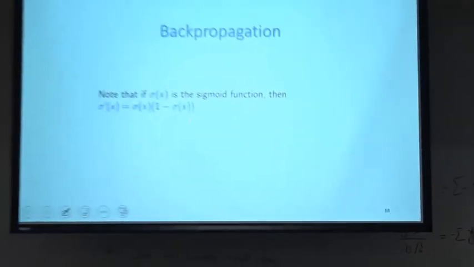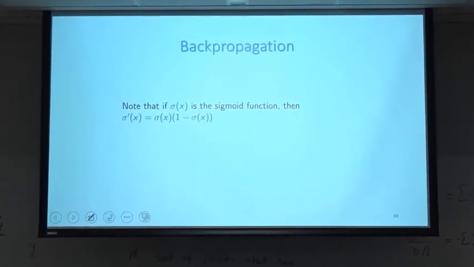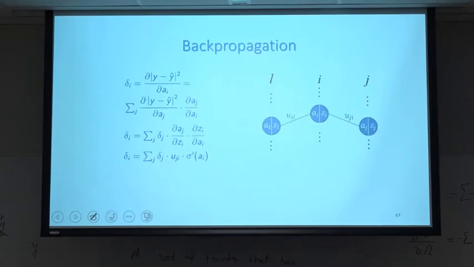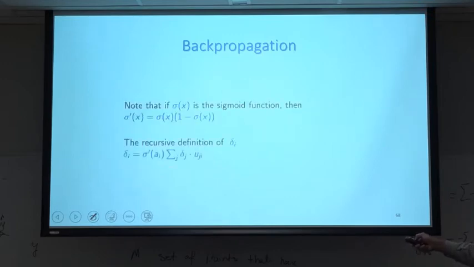So this sigma, for example, is a sigmoid function. Then the derivative has this form, usually a closed form. And that was the formula that we had here. Note that you can take this out of the summation because it has no index of J. Delta I is basically sigma prime AI times this quantity. And that's what we have here. This is the recursive definition of delta I.